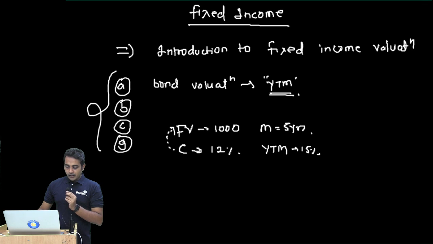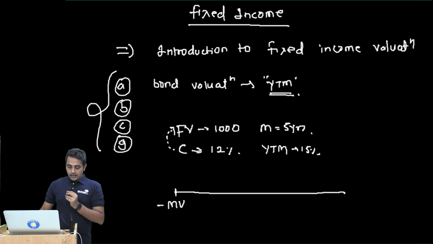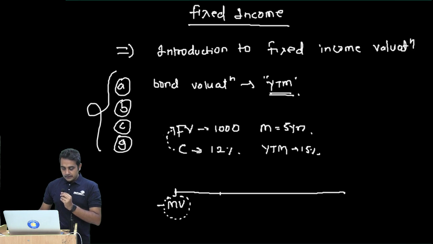And then what are the cash flows that we're looking at? So an investor purchases the bond. At time 0, he will have to pay market value. So I'm going to say minus market value. In these 4 learning outcomes, we would essentially be learning how to find out these market values. So the investor will have to pay some amount to acquire the bond. This is time 1, time 2, time 3, time 4, time 5.